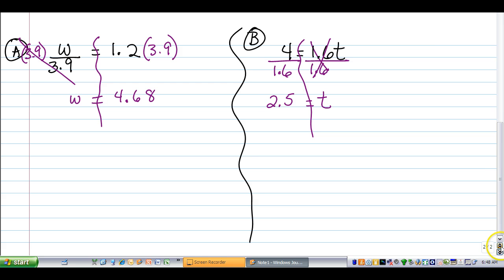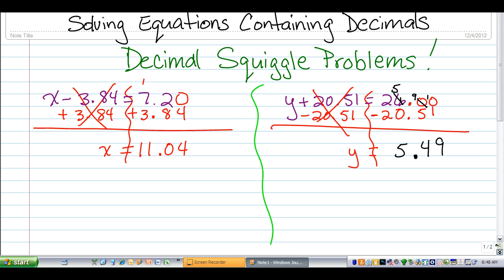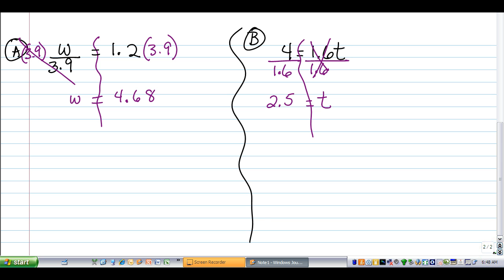Okay, so those are the 4 types of squiggle problems. We have a subtraction squiggle problem where you're going to do the opposite of adding. We have an addition squiggle problem where you're going to do the opposite of subtracting. A division squiggle problem where you do the opposite of multiplying. And a multiplication squiggle problem where you do the opposite of dividing. Okay.